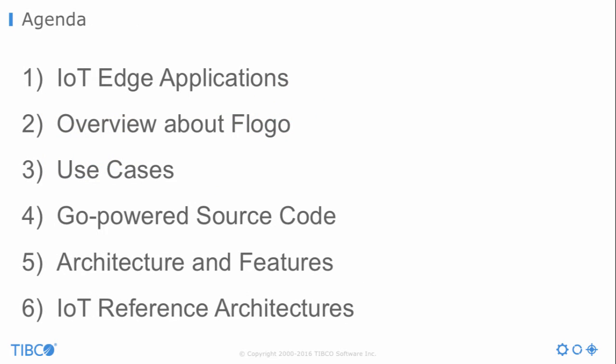With these key takeaways, let's take a look at the agenda for the next hour or so. First, I want to discuss a little bit why we need IoT edge applications and what's the motivation for Flogo. Then I will give an overview and a first live demo before taking a look at different use cases for Flogo and discussing the source code in more detail. Then I will discuss the features and architecture of Flogo in more detail and also discuss how this is related to other IoT architectures of Google, Amazon, and so on. Let's begin with the motivation for Flogo.